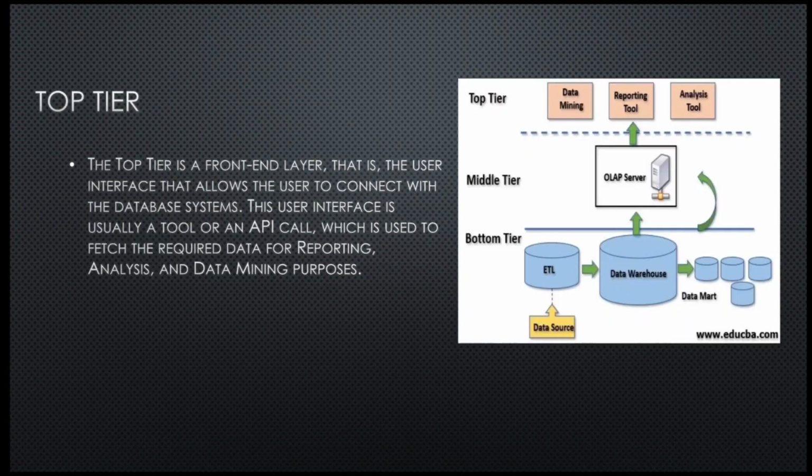Now we are going to talk about the top tier. This is the diagram. The top tier contains data mining, reporting tool and analytical tool. The middle tier is the OLAP server. The bottom tier is ETL. ETL consists of data source and data warehouse, which goes to the OLAP server, whereas the database goes to the data mart. Also the OLAP server goes to the reporting tool, data mining and analytical tools.